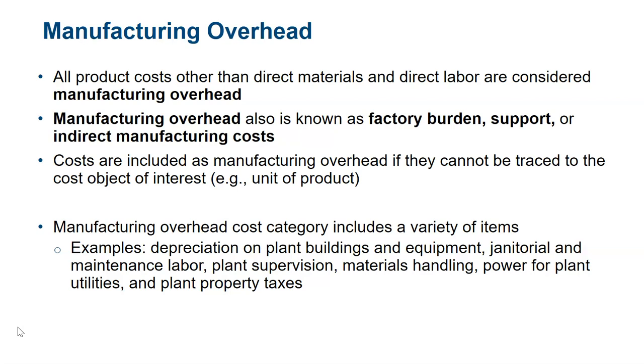And then property taxes for the plant, kind of the same thing as depreciation, although property taxes are a cash expense. Same thing. Our property taxes are $5,000. We're going to allocate that over all of the various products that we make within our factory setting.